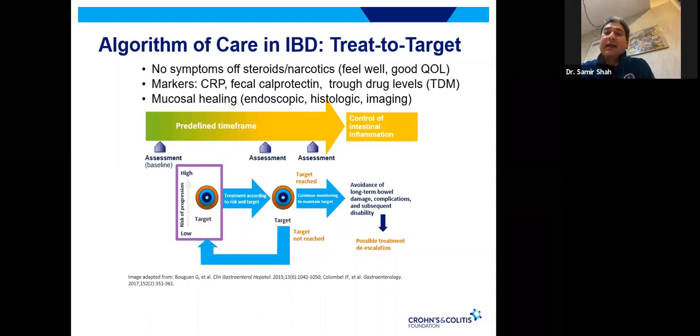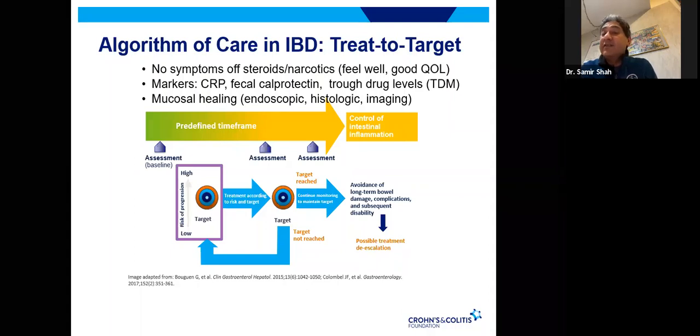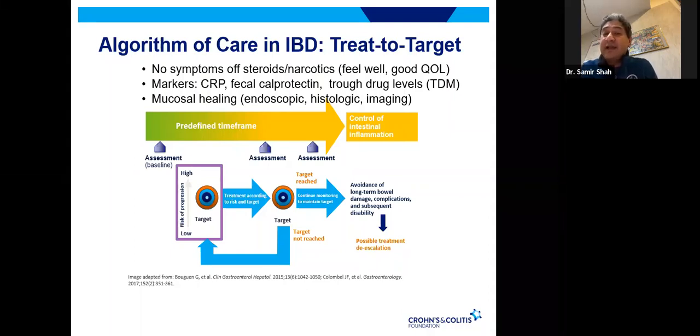So again, we want to get to these targets of no symptoms, so your quality of life is good, you feel well, and you're off of steroids, you're not on narcotics. We want to make sure that there's some sort of objective measure. It could be non-invasive markers like a CRP, if that gets elevated when you're sick. If it doesn't get elevated when you're sick, it's not a useful marker. Fecal calprotectin, I'm a fan of that, is good, but it's not perfect. It's very good for colonic disease, so whether it's ulcerative colitis or Crohn's colitis, it's less accurate for small bowel disease.